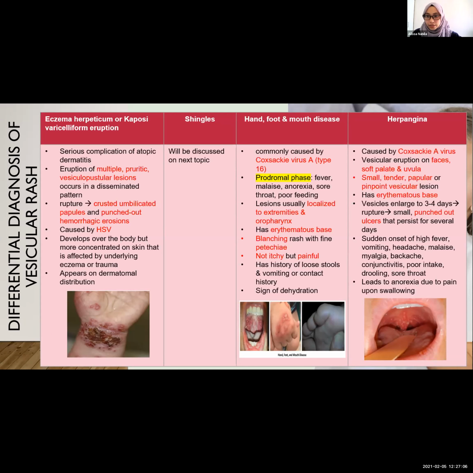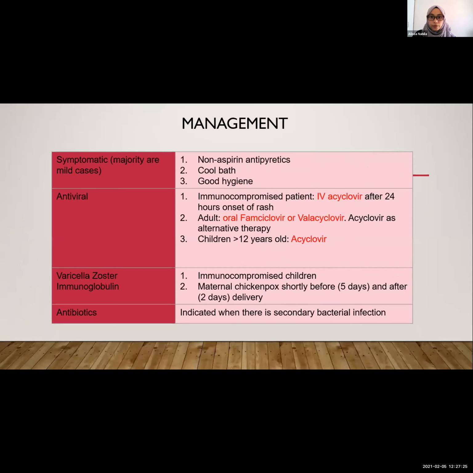And then for herpangina, it is also caused by Coxsackie virus. It has vesicular eruption, but on the soft palate and uvula. It is not very generalized. A small tender papular or pinpoint vesicular lesion that differentiates it from chickenpox virus. It can also lead to anorexia because of pain upon swallowing.